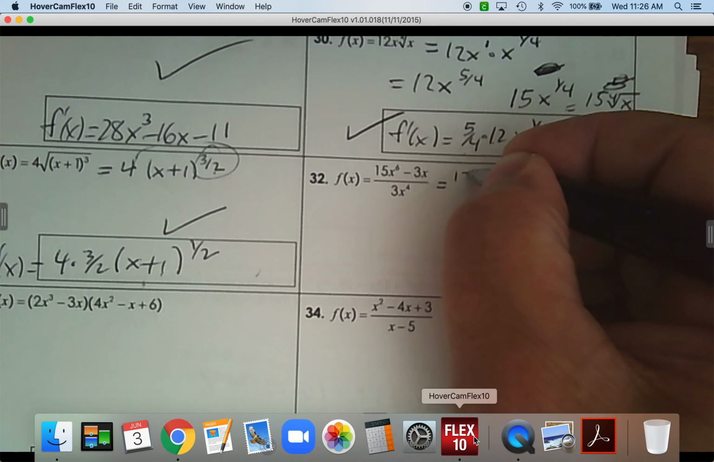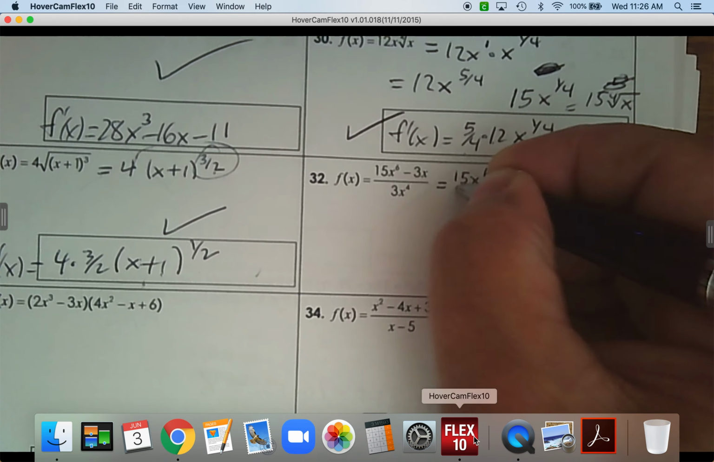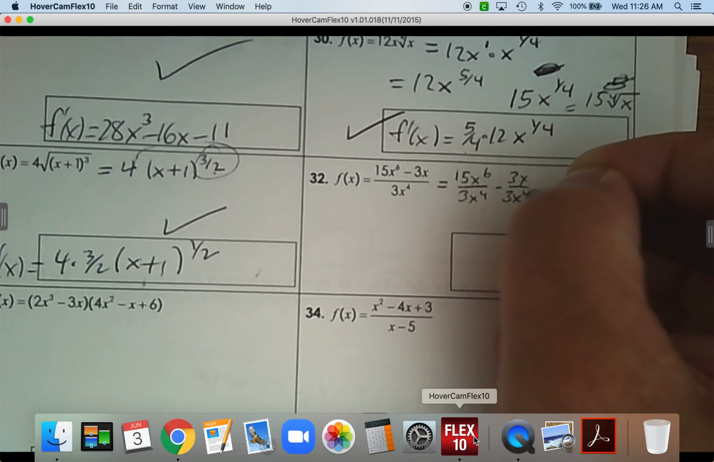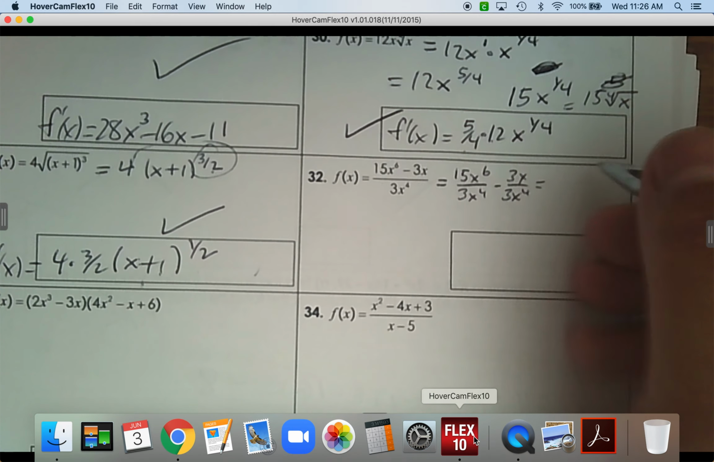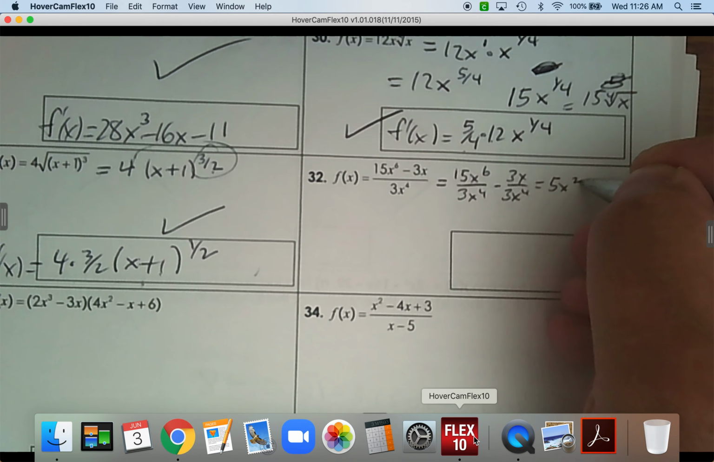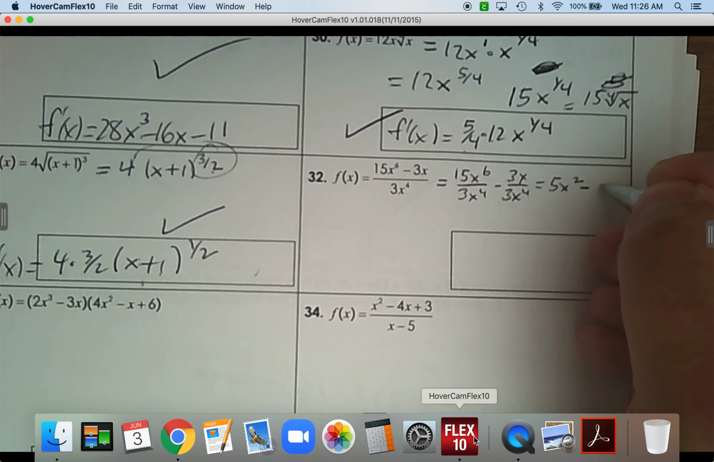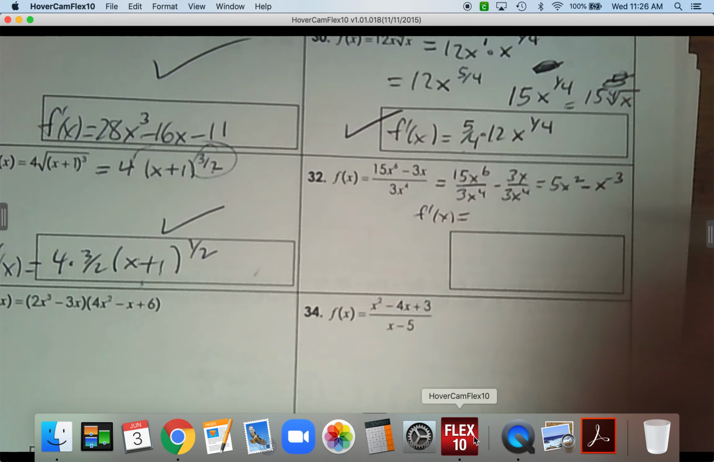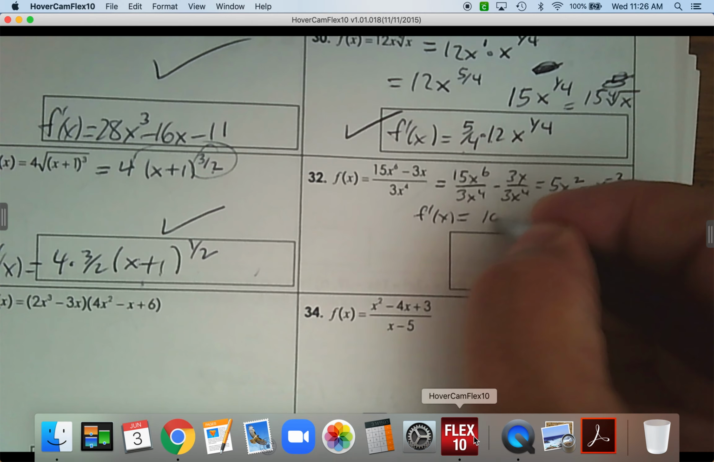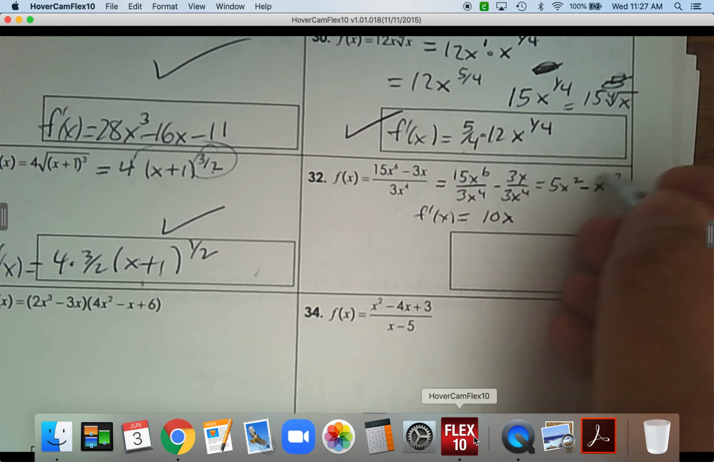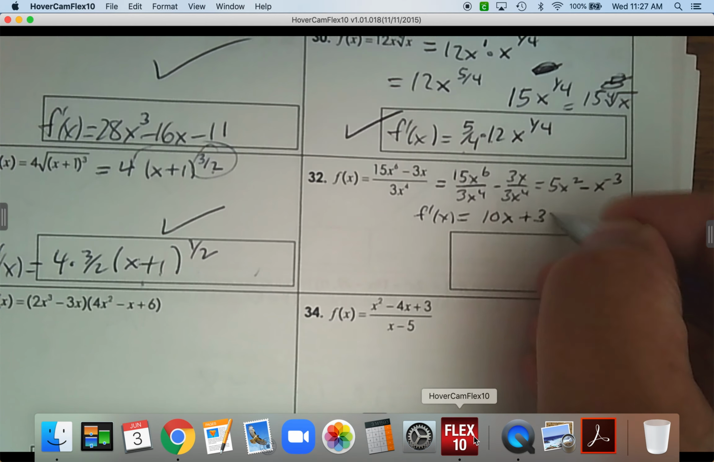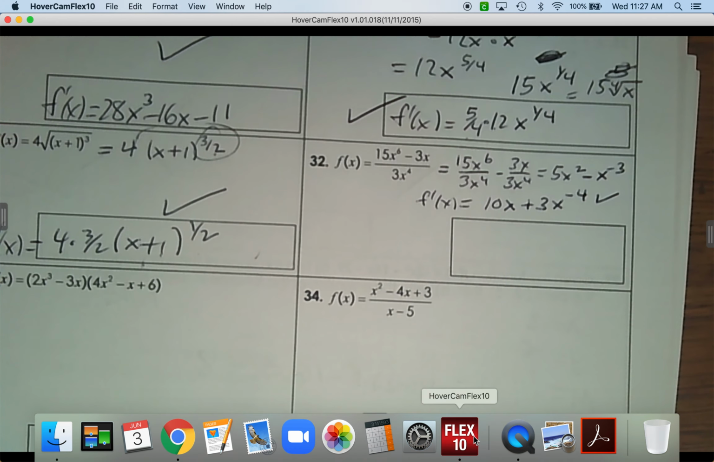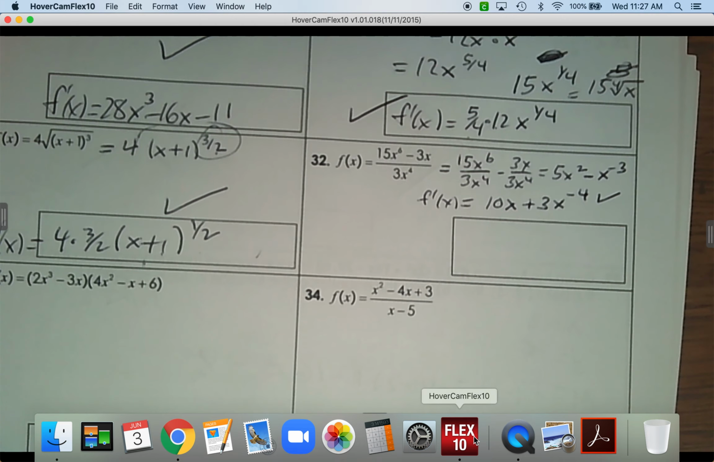So if I separated this into 2 fractions, you would have 15x to the 6th over 3x to the 4th minus 3x over 3x to the 4th. You would then simplify that. So that would be 5x squared minus 1x to the negative 3, and then you would do the power rule. So the power rule here would be 10x, and then negative 3 times negative 1 is plus 3x, and subtract 1 from the exponent, and that's a great answer. 10x plus 3x to the negative 4.